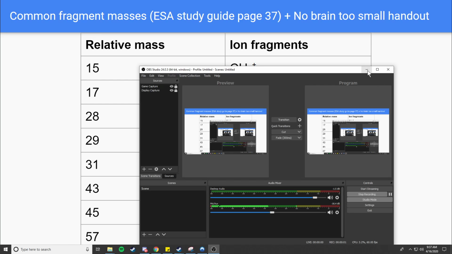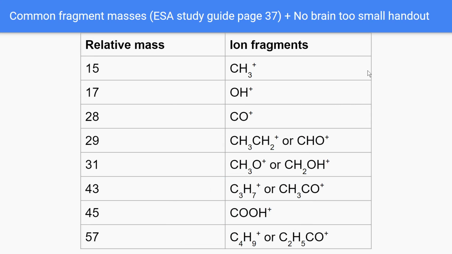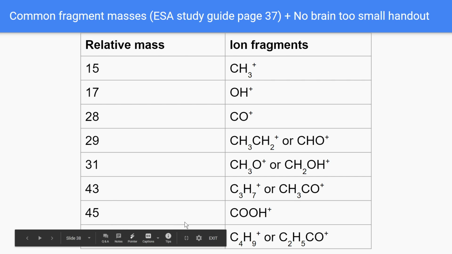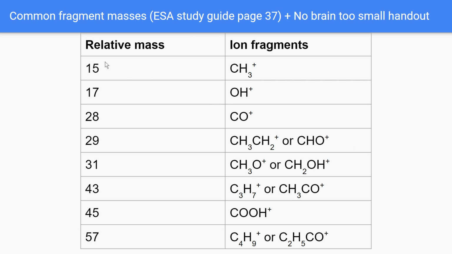G'day guys! Today we're going to be continuing on with mass spectrometry. So this is the table that you will get in the exam, or it'll look very similar, or in the internal you get this. And so you can see the relative mass of the peaks, and then you can see what ion fragments they correspond to. Note they're all positively charged because the mass spectrometer can only detect positively charged ions.